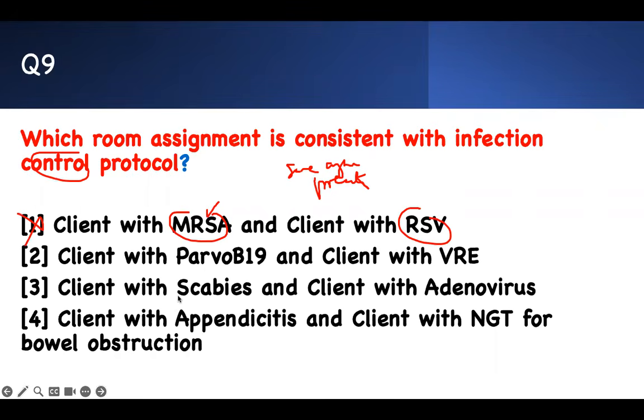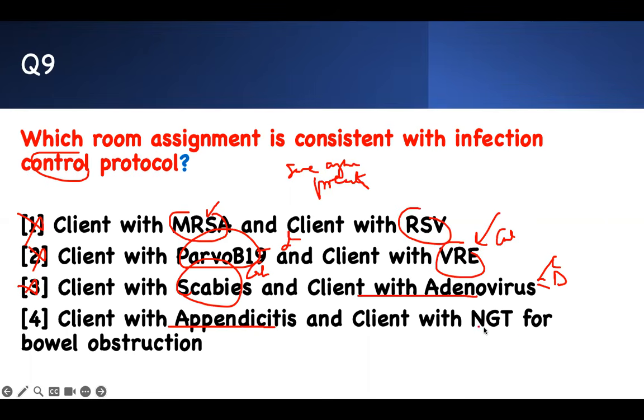So gone. Parvovirus B and a client with VRE. VRE is what? Contact. This is droplet. We cannot be together. Scabies, client with adenovirus. Contact, right? He has some contact effect. Adeno has both contact and droplet. Contact and droplet. Still, we are not the same.